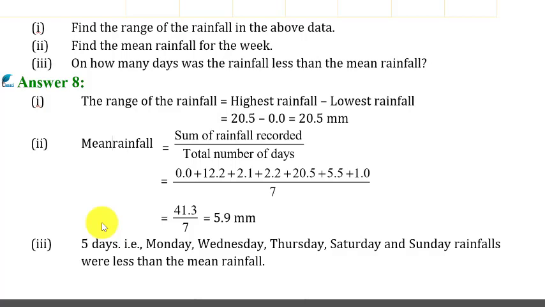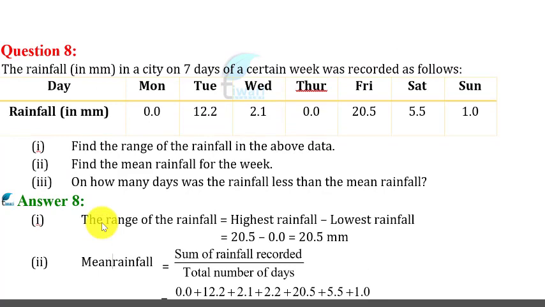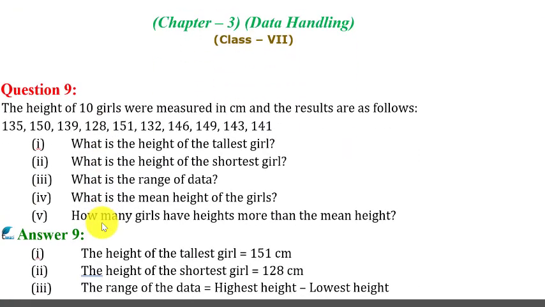So for the third question: on how many days was the rainfall less than the mean rainfall? So we got here mean rainfall is 5.9 millimeters. So by observing this, the days with less than 5.9 are 5 in total. So 5 days, that is Monday, Wednesday, Thursday, Saturday and Sunday, rainfalls were less than the mean rainfall. Next we can solve question number 9.